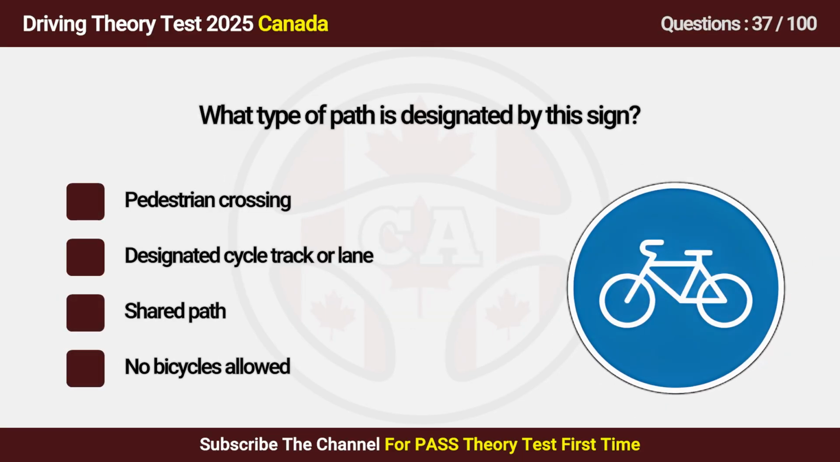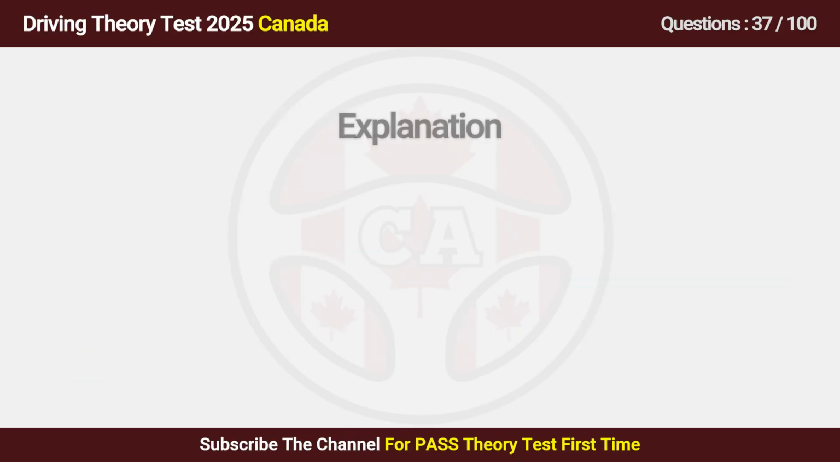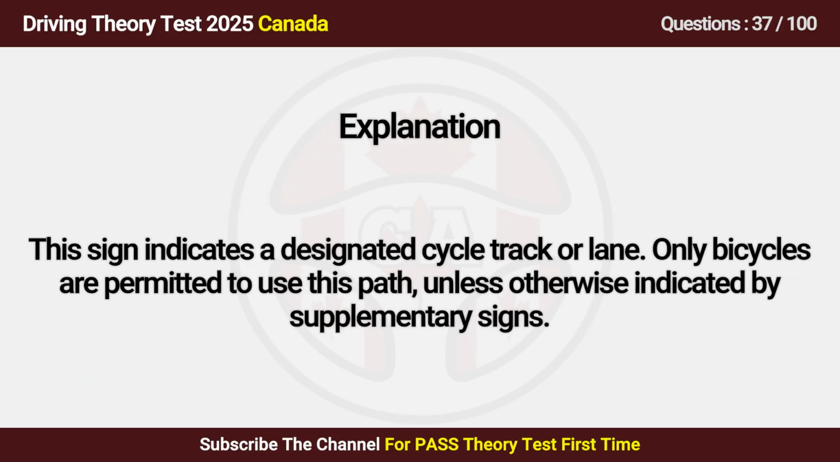Question 37. What type of path is indicated by this sign? A. Pedestrian crossing. B. Cycle track or lane. C. Shared path. D. No bicycles allowed. Answer is B. Cycle track or lane. This sign indicates a cycle track or lane. Only bicycles are permitted to use this path, unless otherwise indicated by supplementary signs.